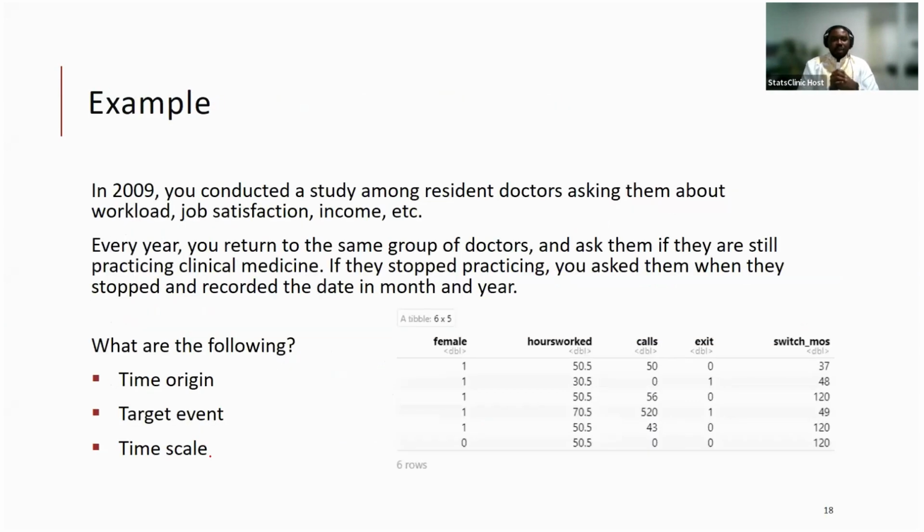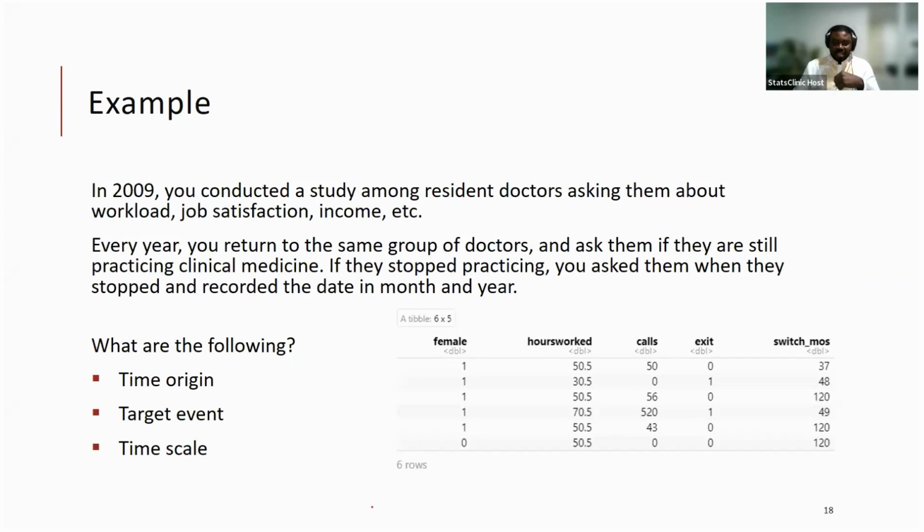All right, so let's take an example. In 2009, you conducted a study among resident doctors, and you asked them about their workload, job satisfaction, income, etc. We've seen this data set; we use it in our labs in SPSS and R. Every year you return to the same group of doctors and ask them if they're still practicing clinical medicine. If they stopped practicing, you ask them when they stopped and record the date in month and year. That means you're able to calculate the number of months until they switched from practicing clinical medicine.